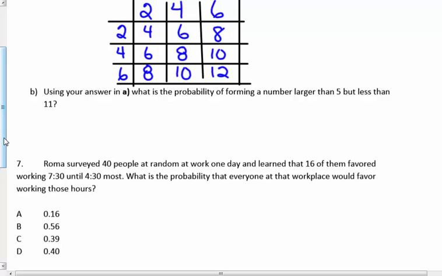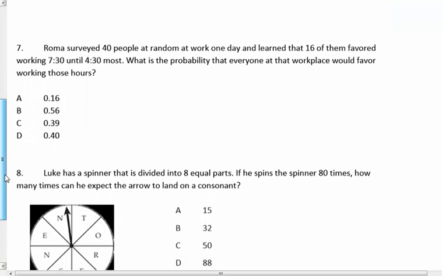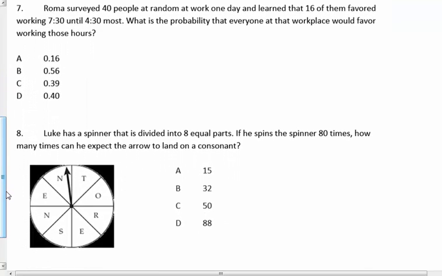Read carefully. Using your answer in A, what is the probability of forming a number larger than 5 but less than 11? I'm going to let you answer that one on your own. Take a moment and answer that one. Going on to question 7.